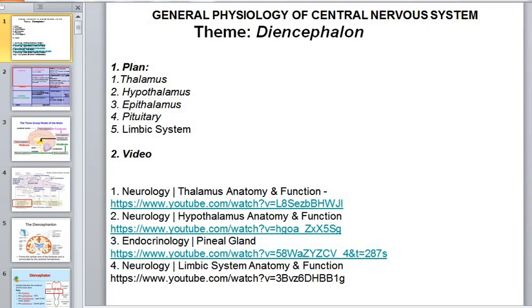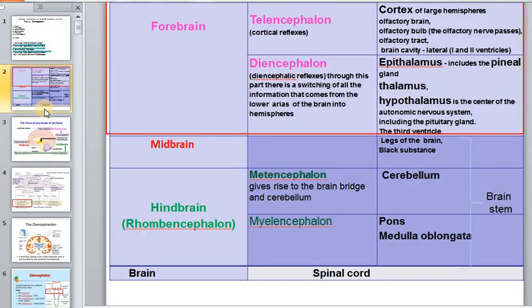Today we have the new part of the brain. Today we have the practicals about the diencephalon, and we have a lot of questions and video files. Next slide to this table, here we know the forebrain, and the first part of the forebrain is the diencephalon, with the diencephalic reflexes.